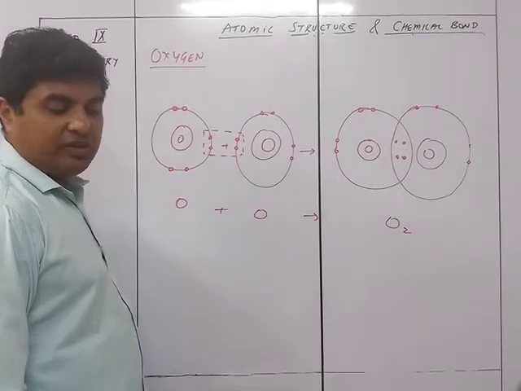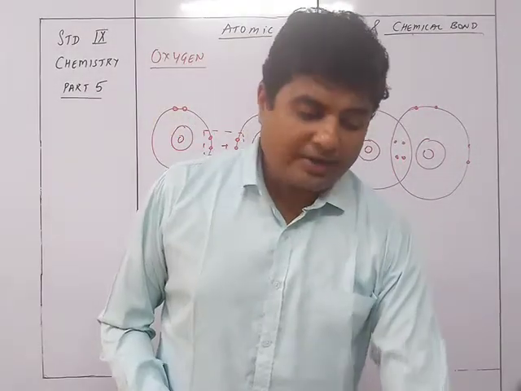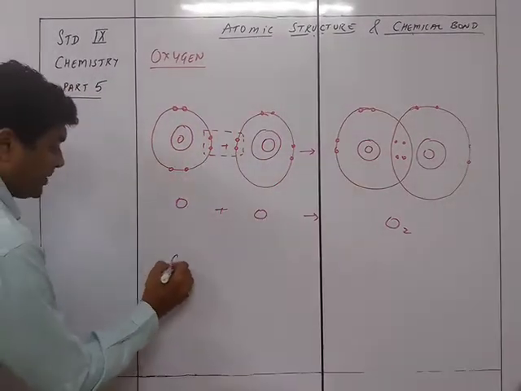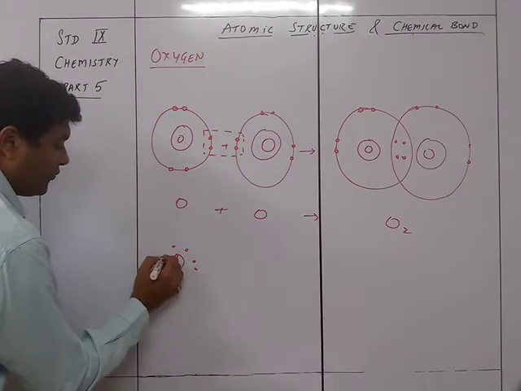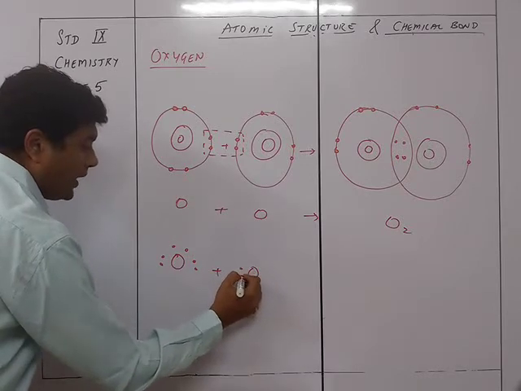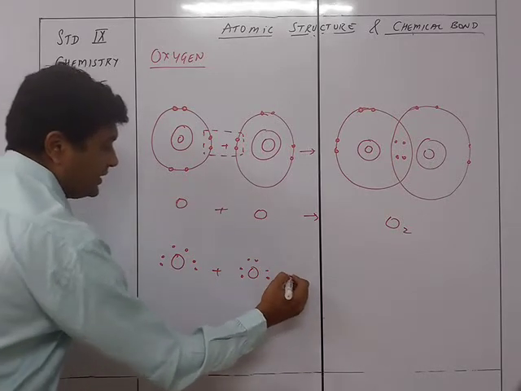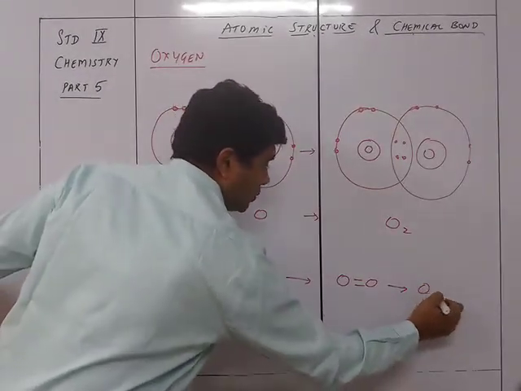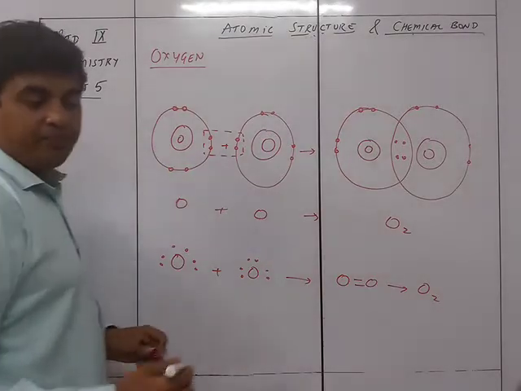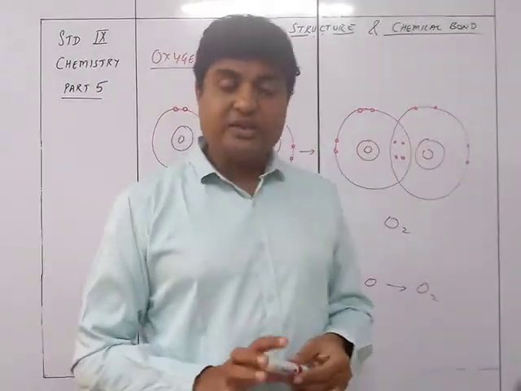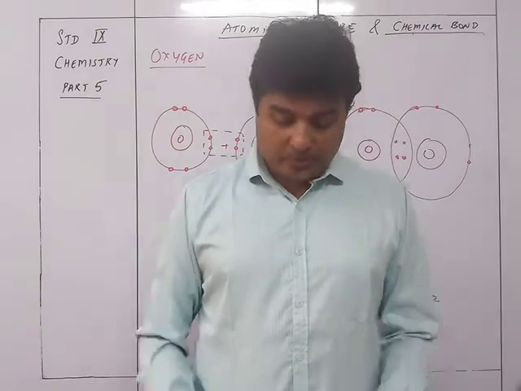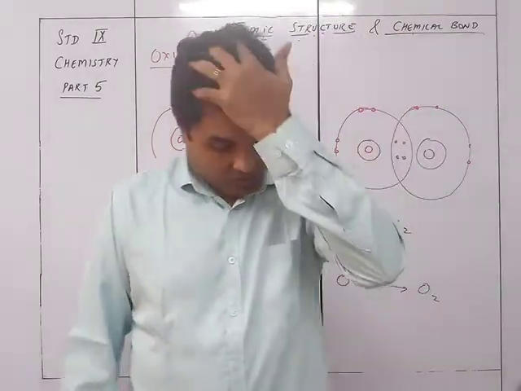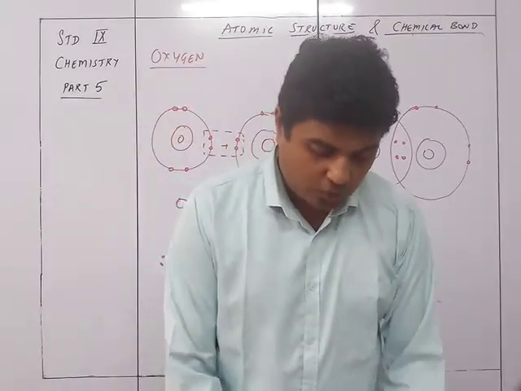In the same way, if I want to draw the electron dot diagram, it will be again the same way. So it will be O with 6 plus O with 6, giving you O double bond O, which is O2. It is a double bond because 2 electrons are going to be shared by each other. So 2 electrons each, that's why a double bond. So that is the formation of O2.